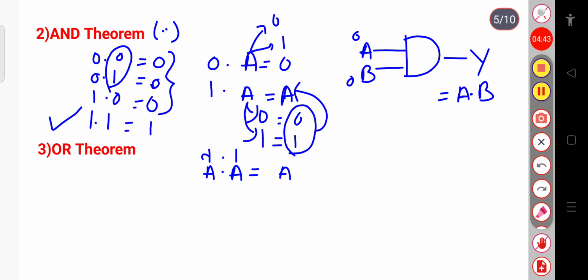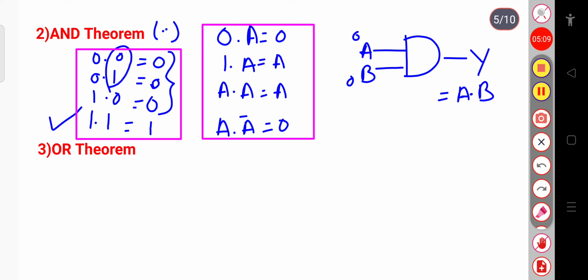If we put 0 into 0, we also get 0. It means that A into A depends on the value of A. A into A bar means if A is 1, A bar is 0, or if A is 0, then A bar is 1, so it will always give 0. Okay, so let me write in a clear way. Try to make a note of your own.